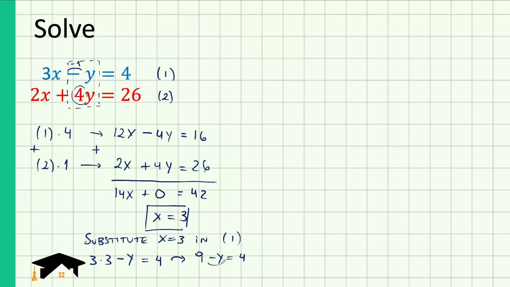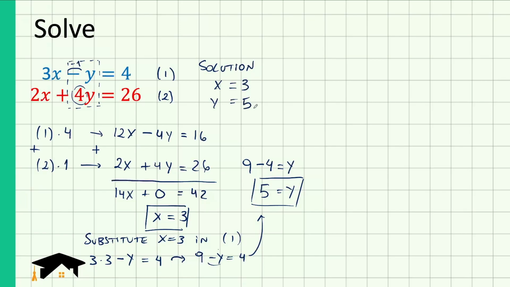So if I move this y to the other side and the 4 to this side with a minus sign, I will get that 9 minus 4 is equal to y. 9 minus 4 is 5. And so that is the value of y. So the solution is going to be x equals 3 and y equals 5.